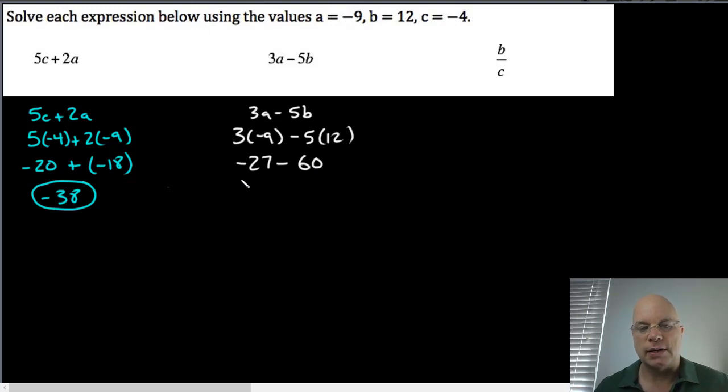But sometimes that's not easy to see, so you can use the definition of subtraction. Subtracting is the same as adding the opposite. So -27 minus 60 is the same as -27 plus the opposite of 60, which is -60. And then we have a situation like we had here where we're adding two negatives, we just combine them for -87.